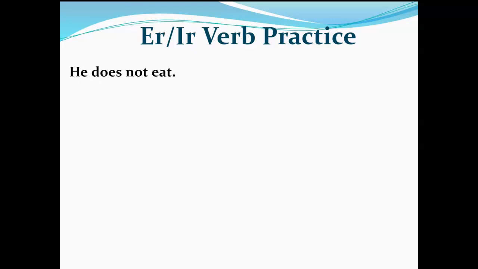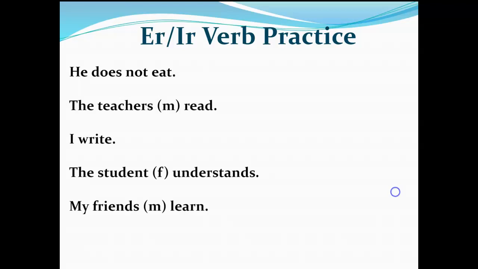All right. He is el. Not is no. Does not is no. And then you're going to conjugate the verb comer for he, which is come. Okay?